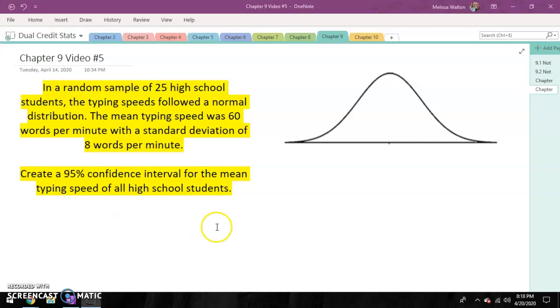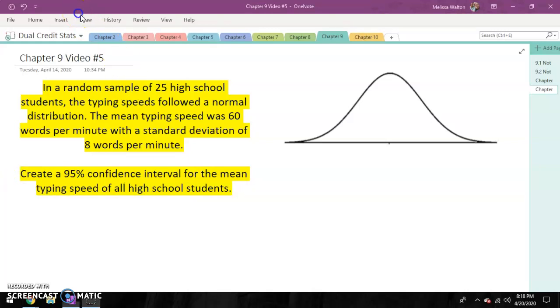All right, so let's go ahead and start this problem. This one is just going to be the basics, and then I'm actually going to finish this problem in video number 6. So let's go ahead and get started. In a random sample of 25 high school students, the typing speeds followed a normal distribution. The mean typing speed was 60 words per minute, with a standard deviation of 8 words per minute. Create a 95% confidence interval for the mean typing speed of all high school students.